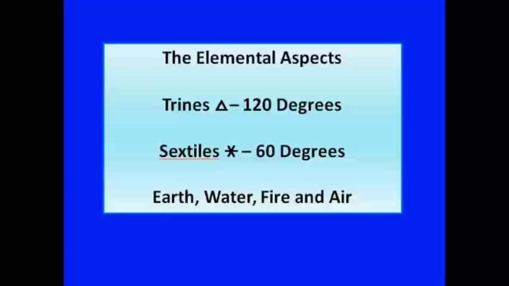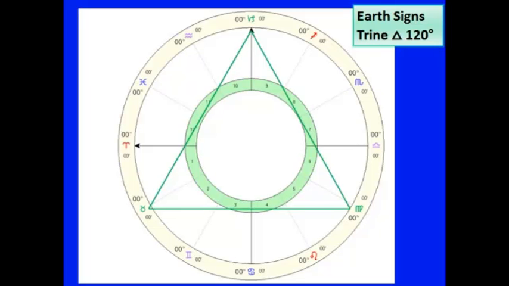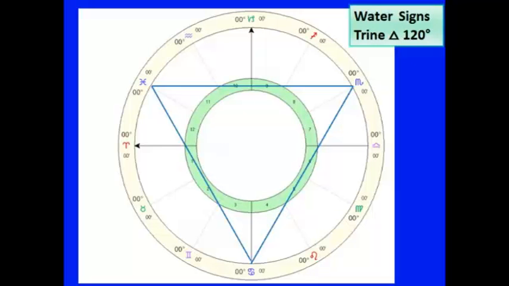Now, let's look at the elemental aspects, and these are what form the trines and sextiles. So again, the major aspects operating in the modalities are the squares, conjunctions, and oppositions, and the elemental aspects are the trines and sextiles. A trine is 120 degrees, a sextile is 60 degrees, and these represent the earth, water, fire, and air signs. So I'm just going to quickly take you through the earth signs, and you can see how they create a trine to each other, and the water signs and how they create a trine to each other.